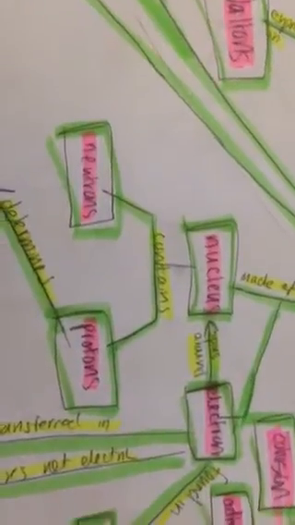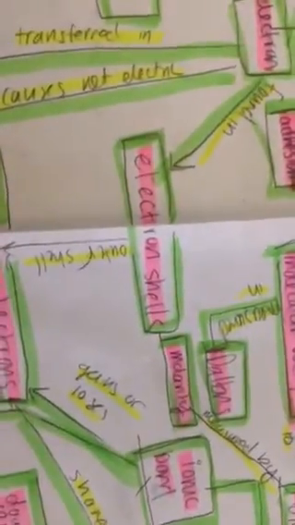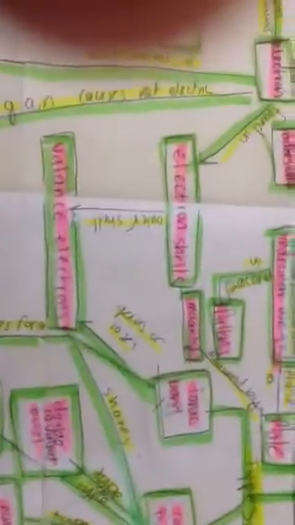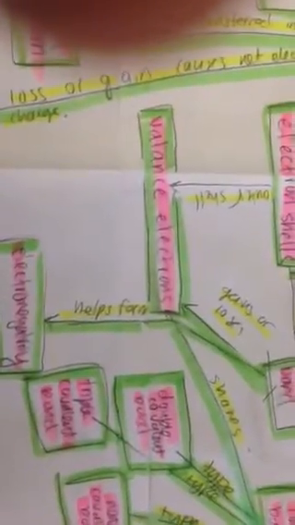Okay, up here, from nucleus of an atom, I have electron, and that's because an electron spins around a nucleus. From electron, I have electrons are found in electron shells, and the outer shell that spins around the nucleus contains valence electrons. So valence electrons are found in the outer shell. Okay, back up to electron.